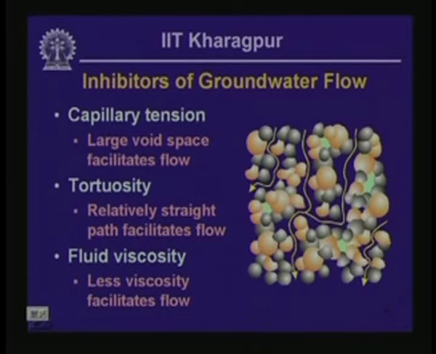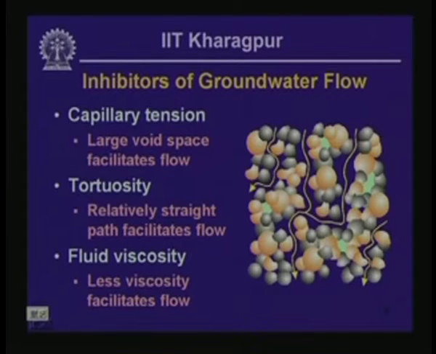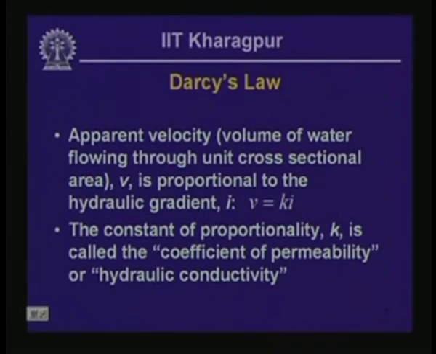So, if you have got less viscous pore fluid, that is going to flow through the interconnected interstitial void space within the subsurface formation relatively easily in comparison with another fluid that has got a much larger viscosity. Okay, so, these are the factors that inhibit groundwater movement. Now, we need to formalize the concept a little bit.